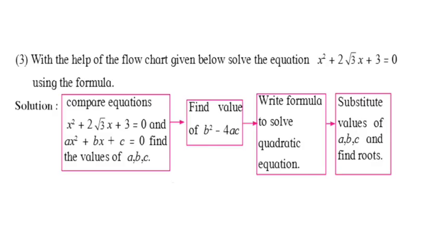Now the question number 3 is given. With the help of the flow chart given below, solve the equation x square plus 2 under root 3 x plus 3 equal to 0 using the formula. Solution, first what we have to do? Compare the equation with ax square plus bx plus c equal to 0. Find the value of a, b, c. After that we have to find the value of b square minus 4ac.